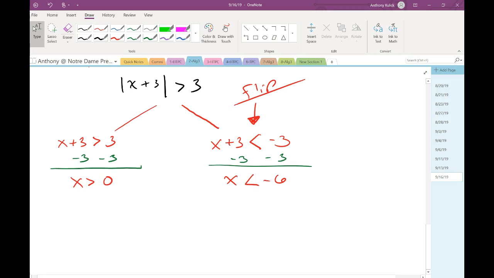So now we've solved each of the two linear inequalities separately. The question becomes, is this an and inequality or is it an or inequality? To make that decision, what we're going to do is we're going to graph our two solutions on the same number line.